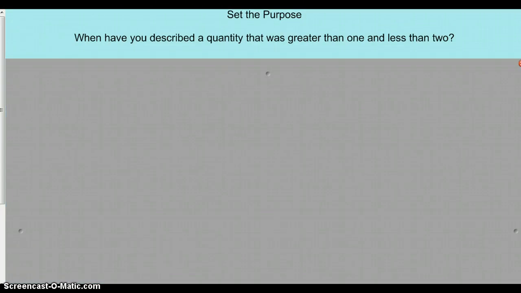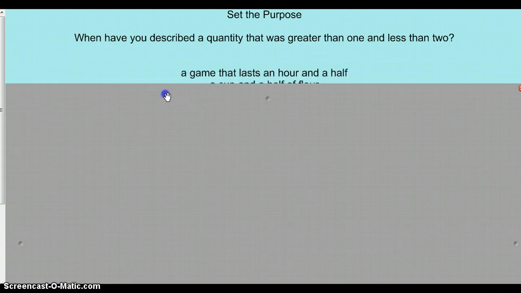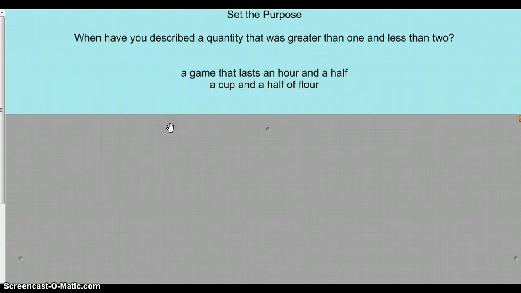Set the purpose. When have you described a quantity that was greater than 1 and less than 2? Write that in your spiral notebook. Pause the video now. My thoughts were a game that lasts an hour and a half, or perhaps a cup and a half of flour.